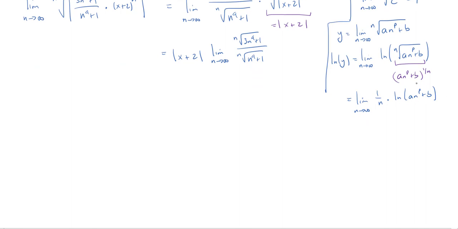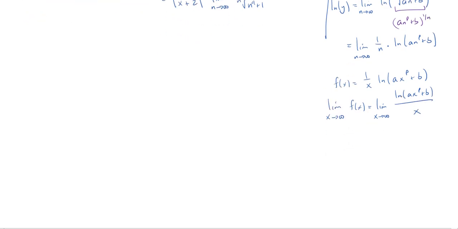Now, this is a limit that has to do with sequences, right? n is just some discrete value, but there is a generating function for this. Okay, so I'm going to look at the function f of x equals 1 over x times the natural log of a x to the p plus b. And if I take the limit as x goes to infinity of this now continuous function, in fact, it's even differentiable, I'm going to be able to use L'Hopital's rule, right? Because I'm going to rewrite this as the ln of a x to the p plus b over x.